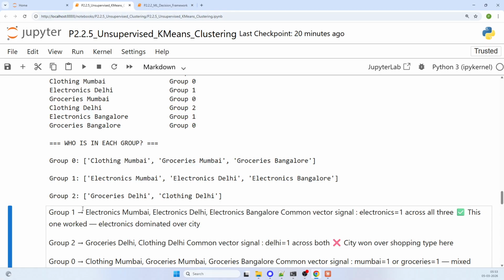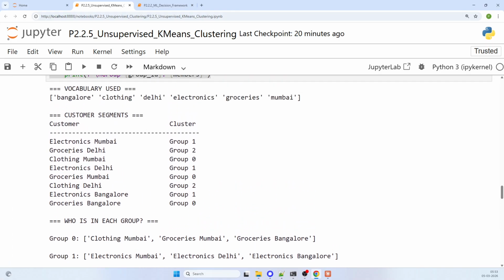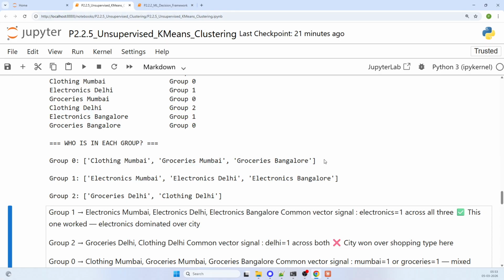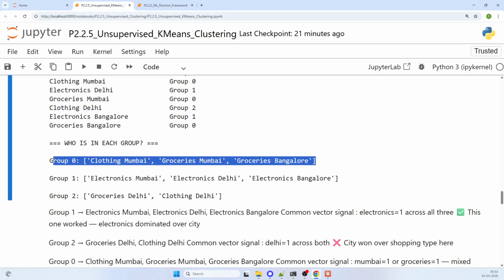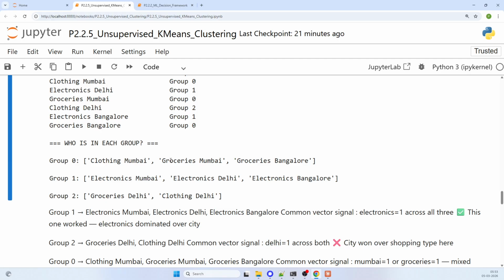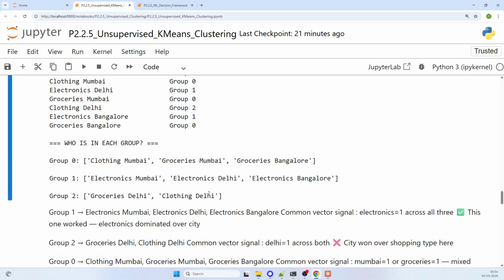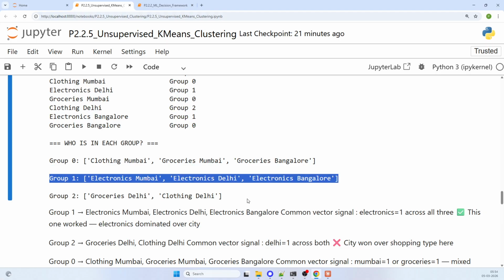So it means the clustering happened over the product, not over the city. So this got group 0, this got group 2. I print all the group 0 details, but on what basis was this done? Sorry, we are talking about group 1, right? Group 1 clustering happened based on type of purchase, electronics, not based on city. So group 1 has all the electronics customers.